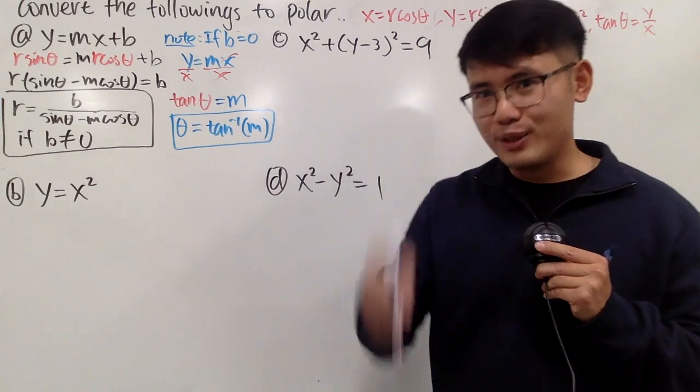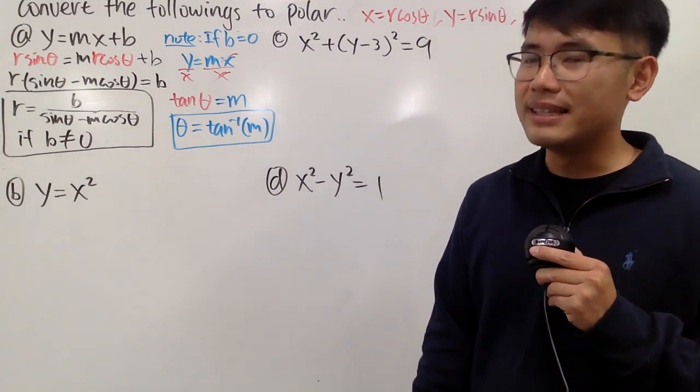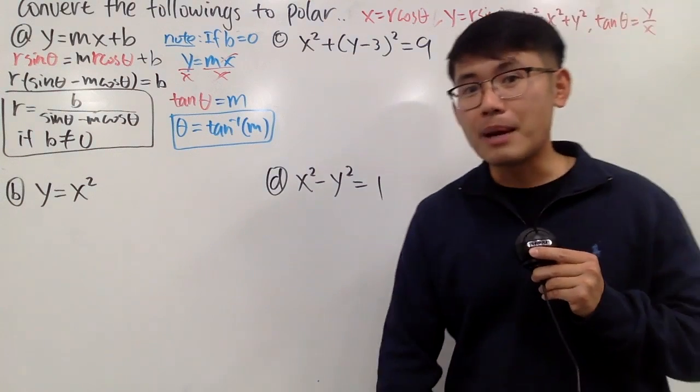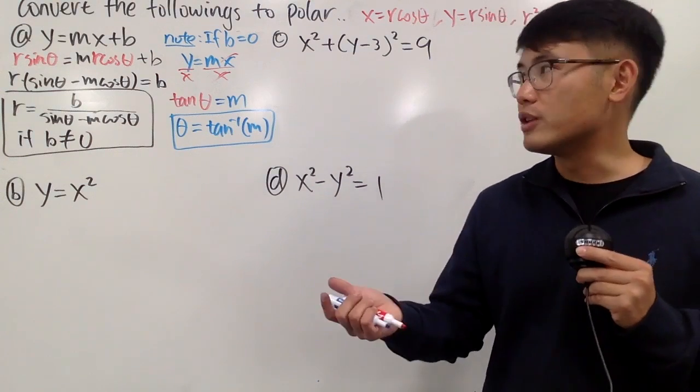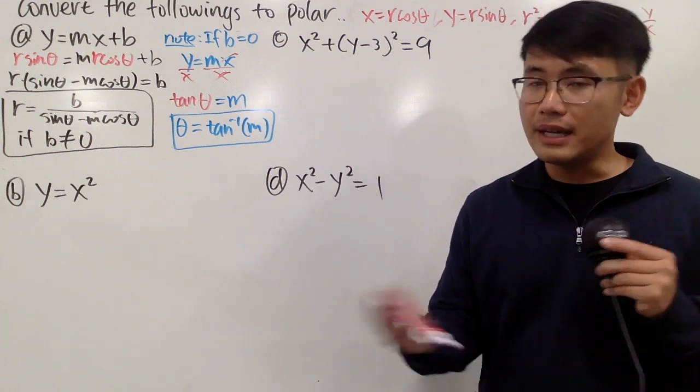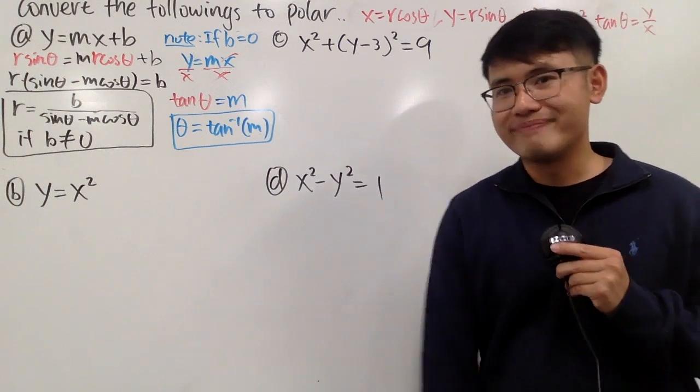Small question for you guys. What if we have a vertical line? How would you write that as a polar equation? So maybe you guys can leave a comment down below. What if you have an equation of a line in the Cartesian form, x is equal to 5? In that case, what's that in polar?